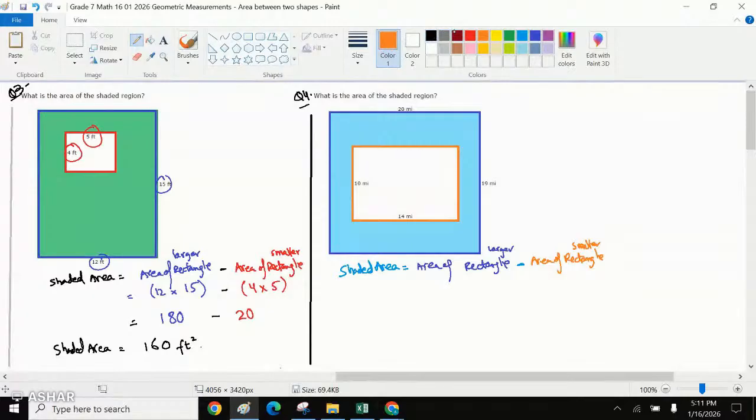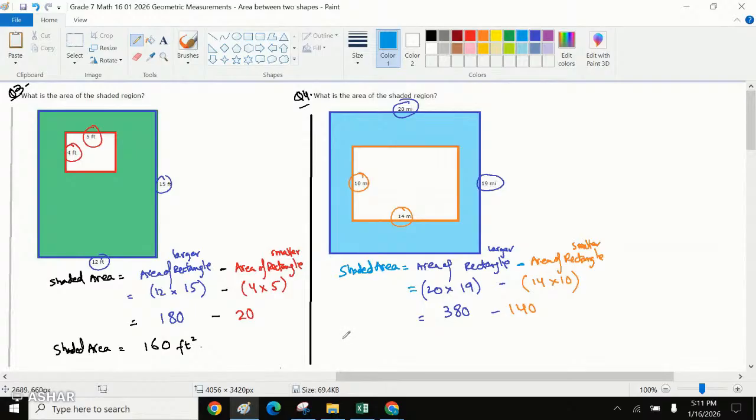So can we say that the area of this larger rectangle, what are the dimensions? 20 by 19. 20 by 19 miles, okay? And what about the smaller one? 10 by 14. We can write 14 by 10, so order does not matter. So 20 into 19 would be 380, equals 380 minus 140.